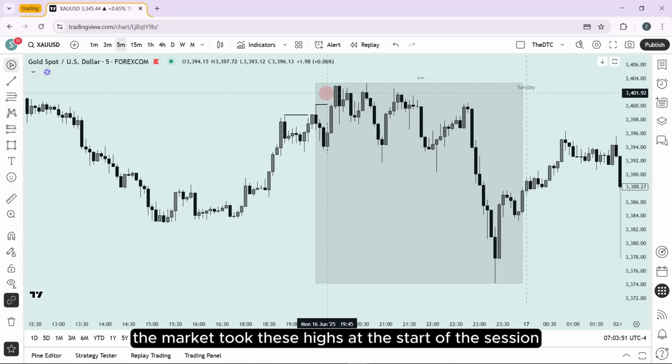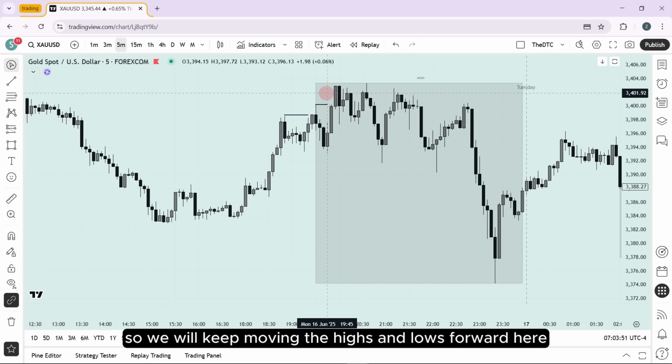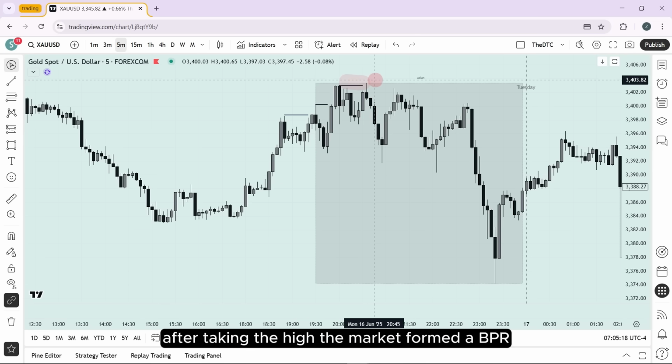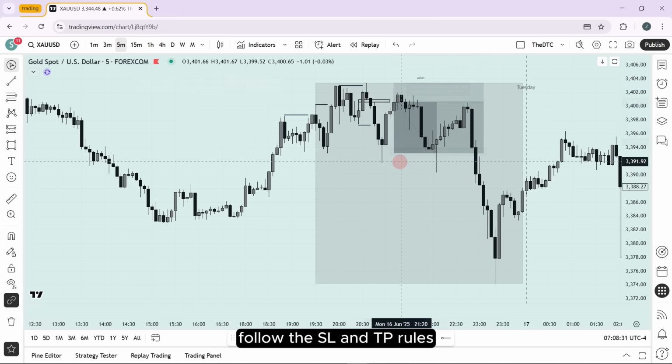Next trade formed on the 16th of June. The market took these highs at the start of the session but did not form a BPR, so we will keep moving the highs and lows forward. Here, after taking the high, the market formed a BPR and also made the structure shift. So we will enter a sell trade, following the SL and TP rules. The trade easily hit our target. Let's move to the next one.